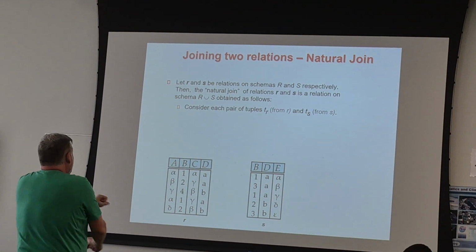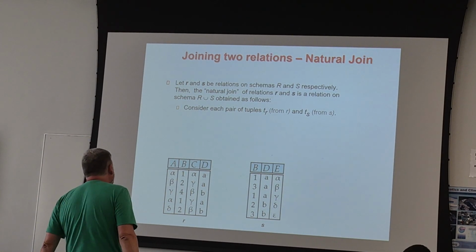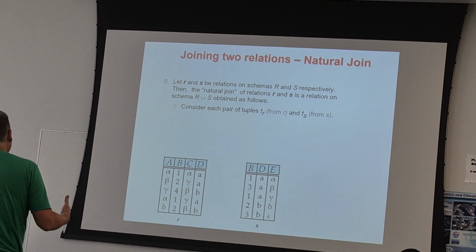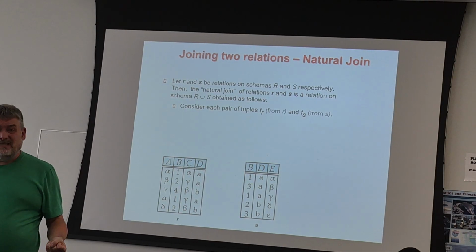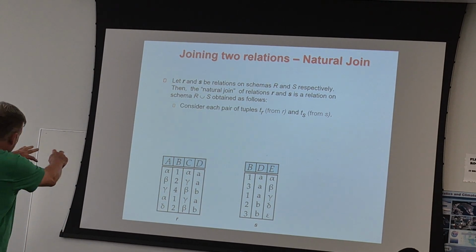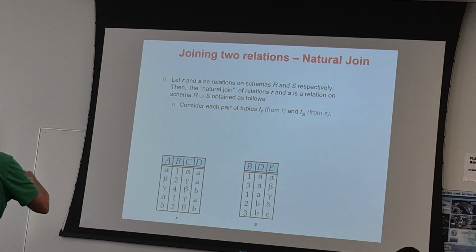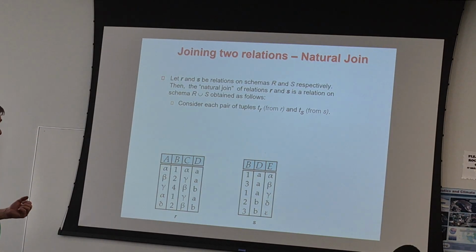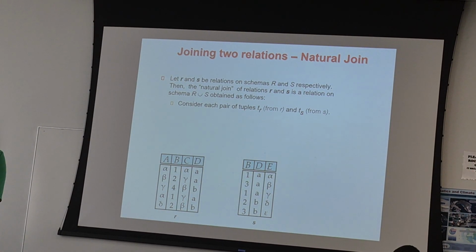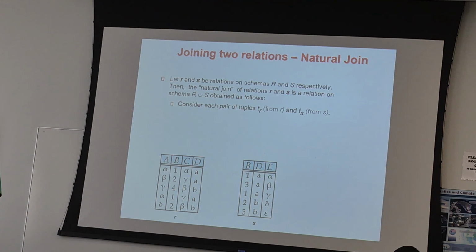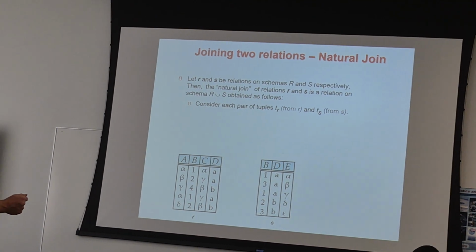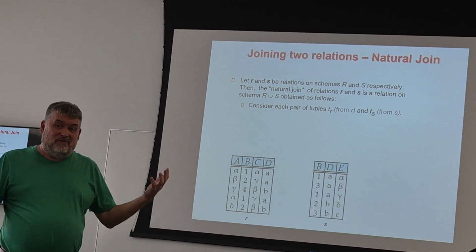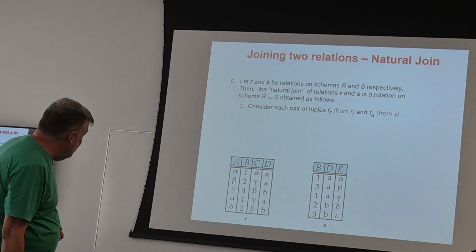So the natural join of tables R and S is going to be a new relation, a new table, and its schema is going to be the union of R and S. That is, it's going to have columns A and B and C and D and E. Mathematically, we're not going to have two columns with the same name. So it's not going to be A, B, C, D, B, D, E. That's not what the mathematicians want to happen.